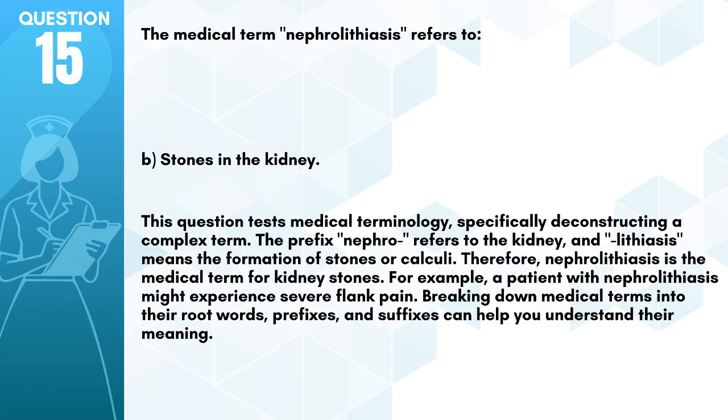Answer: A. Inflammation of the stomach. This question tests essential medical terminology by breaking down the word. The root word gastro/o refers to the stomach, and the suffix itis consistently indicates inflammation. Therefore, gastritis means inflammation of the stomach. For instance, a patient with gastritis might experience abdominal pain, nausea, and vomiting. Learning common prefixes and suffixes can help you decipher many medical terms without memorizing each one individually.